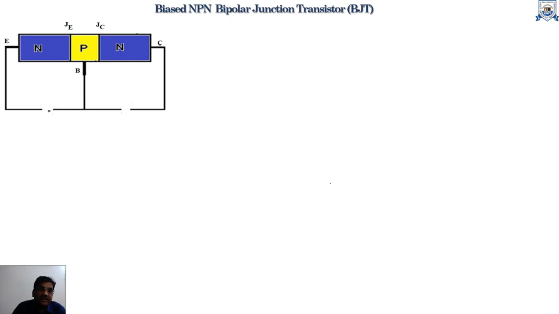When we connect the battery across each junction, there are four different ways of connecting it. Both junctions may be forward biased, or both junctions may be reverse biased. When the emitter-base junction is forward biased, at the same time the collector-base junction is reverse biased. And when the emitter-base junction is reverse biased, at the same time the collector-base junction may be forward biased.